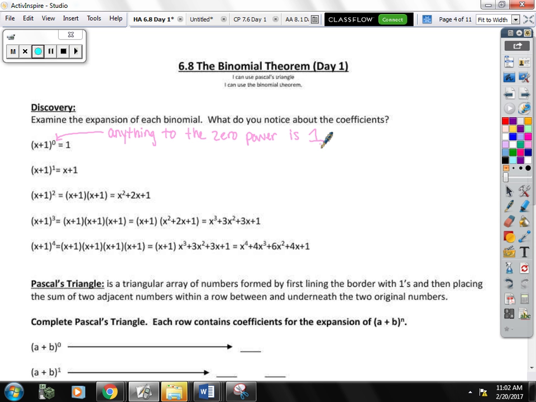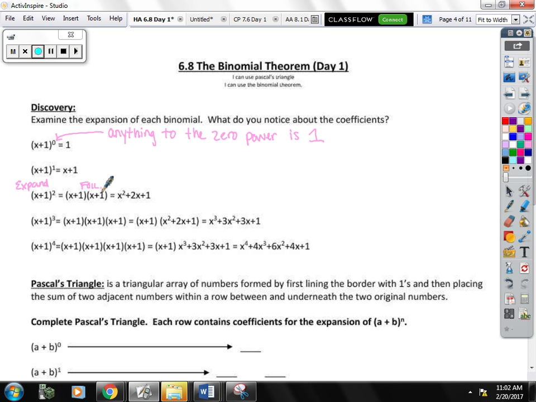And then if we were to take x plus 1 and raise it to the first power, that would give x plus 1. If we were to take the quantity x plus 1 and raise it to the second power, you would have to expand it first to be the quantity x plus 1 times x plus 1. And then normally we would FOIL this. This happens to have been done for us, giving us x squared plus 2x plus 1.